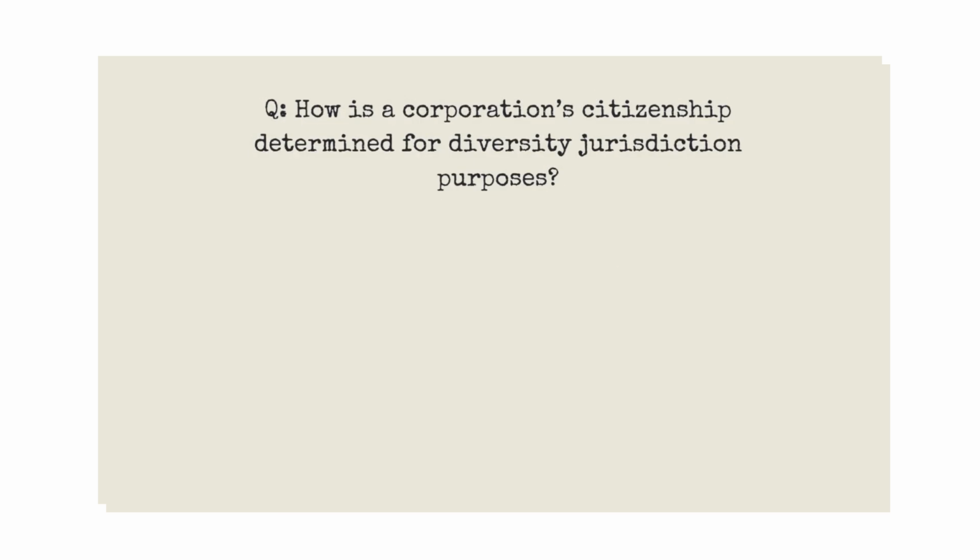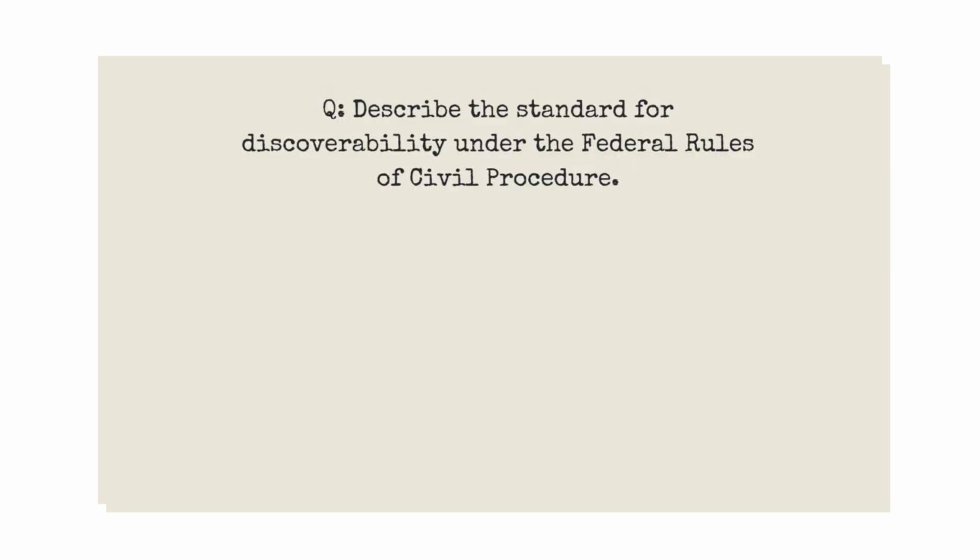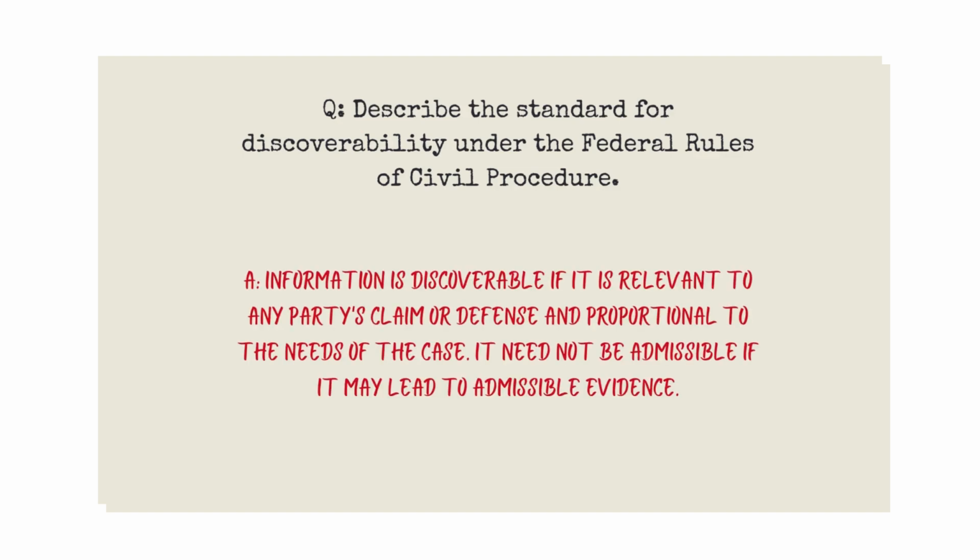How is a corporation's citizenship determined for diversity jurisdiction purposes? A corporation is a citizen of both the state where it is incorporated and the state of its principal place of business, nerve center. Describe the standard for discoverability under the Federal Rules of Civil Procedure. Information is discoverable if it is relevant to any party's claim or defense and proportional to the needs of the case. It need not be admissible if it may lead to admissible evidence.